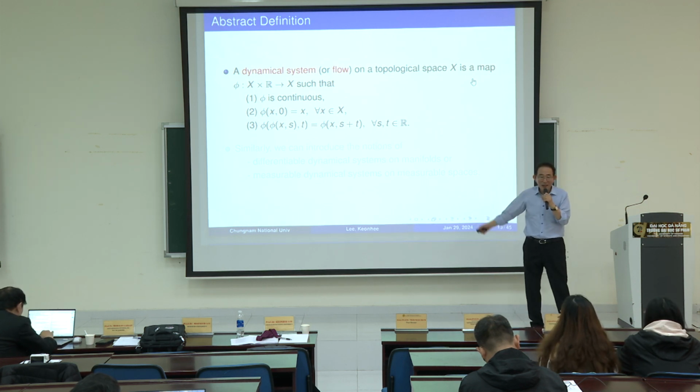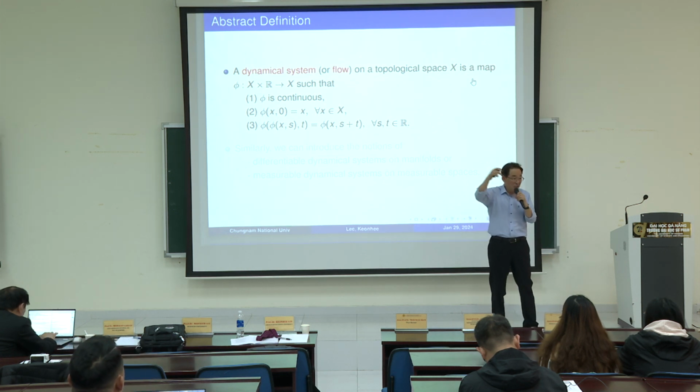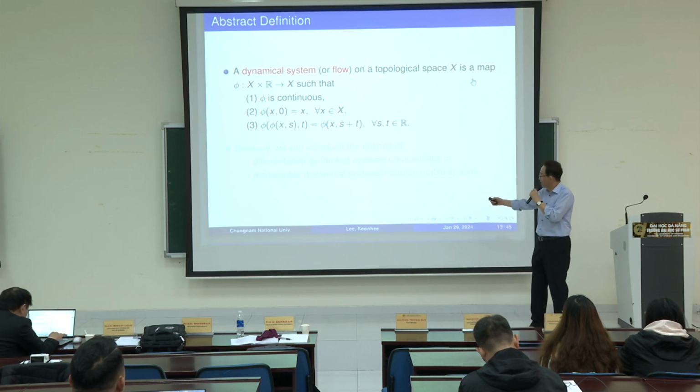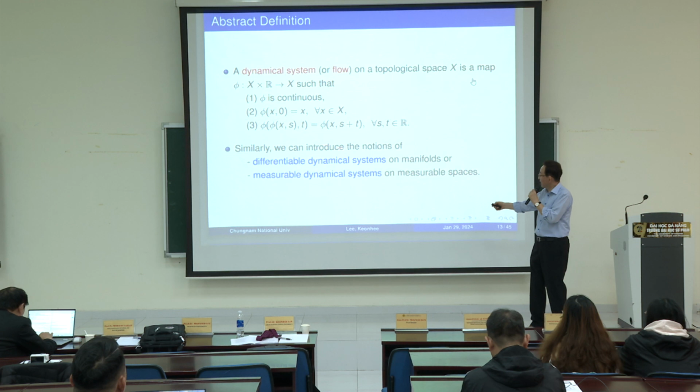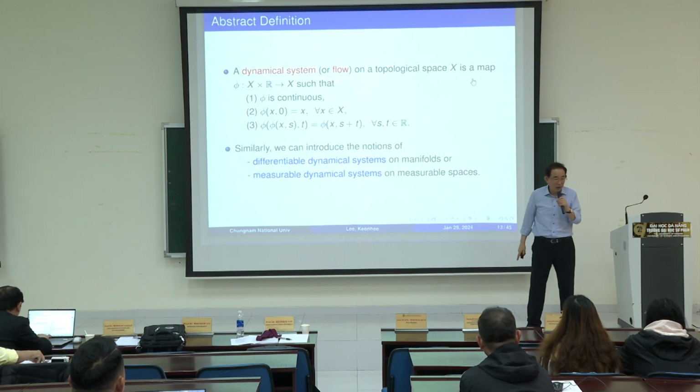Why do we define it this way? The model comes from Euclidean space, and it is abstract. Similarly, you can define the notion of differential dynamical systems. No, forget it. There are many different types of dynamical systems.